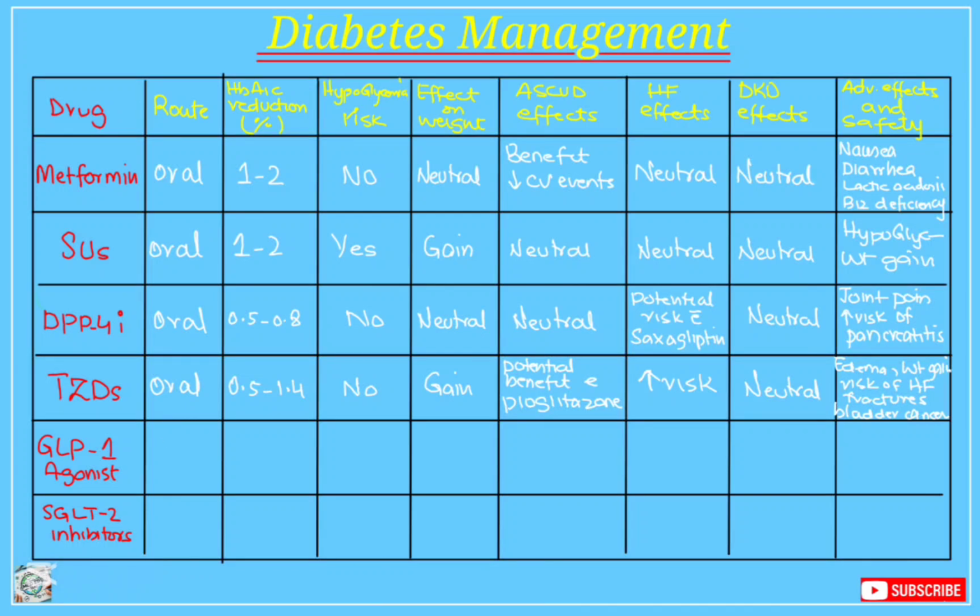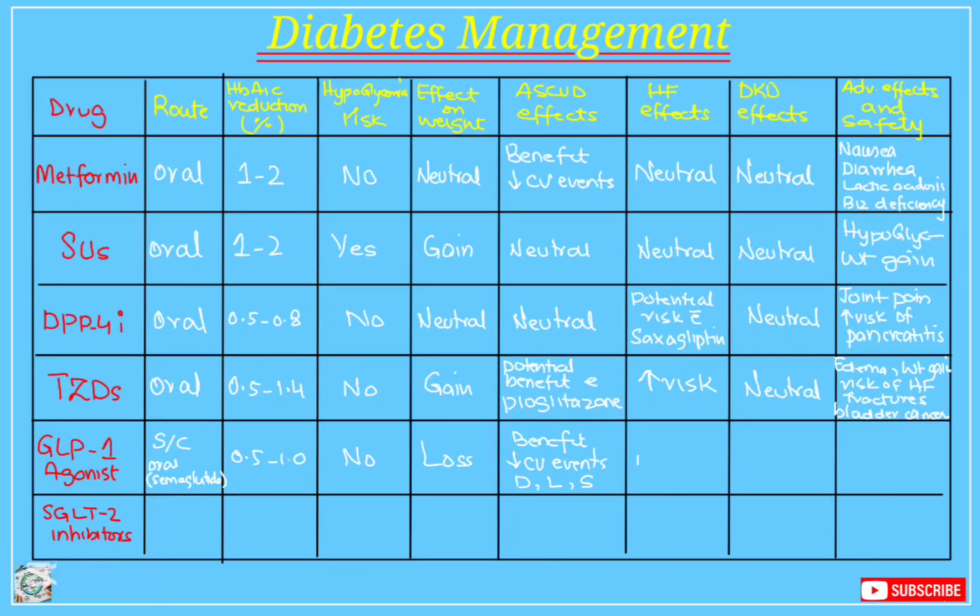Okay, so now let's talk about the GLP-1 receptor agonists. Most of these are subcutaneous injections, but semaglutide also comes in an oral form. They lower the HbA1c by about 0.5 to 1%, and the good thing is that they don't cause hypoglycemia. Another major benefit is that they reduce weight. Plus, some of these medications like dulaglutide, liraglutide, and semaglutide have been shown to reduce cardiovascular events.